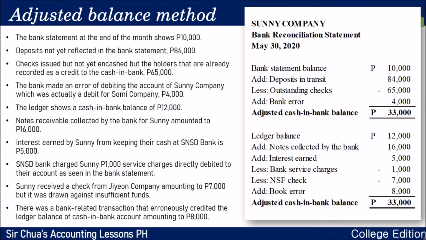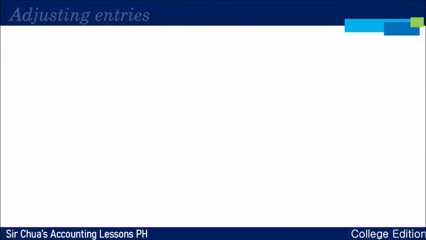Ngayon po, dahil kaya po tayo nagkakaroon ng bank reconciliation statement para maitama po natin yung amount ng cash natin na ire-report sa statement of financial position. At dahil kailangan po nating ayusin, magkakaroon po tayo ng adjusting entries.